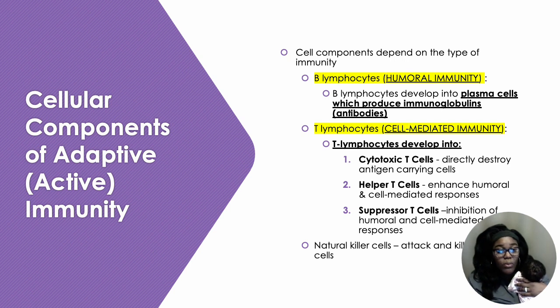Now, we'll move on to the second type of cell component, which is more involved with what we call cell-mediated immunity. Again, humoral immunity is associated with antibodies. T lymphocytes, however, which originate in the thymus, T lymphocytes, thymus, are a cell immune response. T lymphocytes develop into three different types of cells. B lymphocytes develop into more B cells and plasma cells, whereas T lymphocytes turn into cytotoxic T cells, helper T cells, and suppressor T cells.